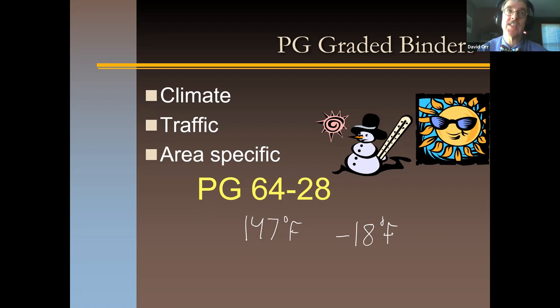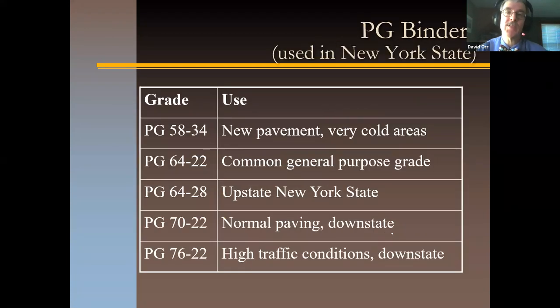So that's the range of temperatures. That's the idea behind the PG binders. And we developed a series of PG binders to be used in New York State, depending upon traffic conditions. But when we started looking at it, there are some variations that exist in the PG. Most common were the 64-22 upstate and 64-28. But we realized that we were missing a few things.